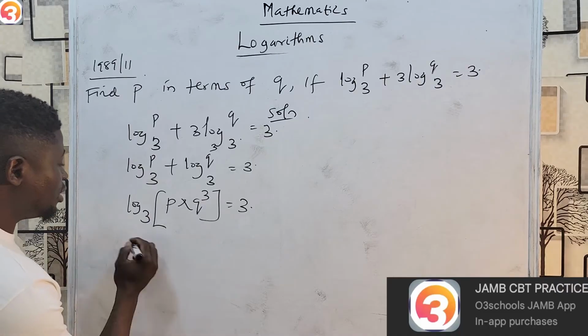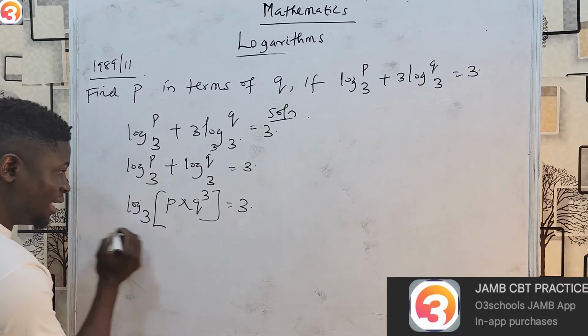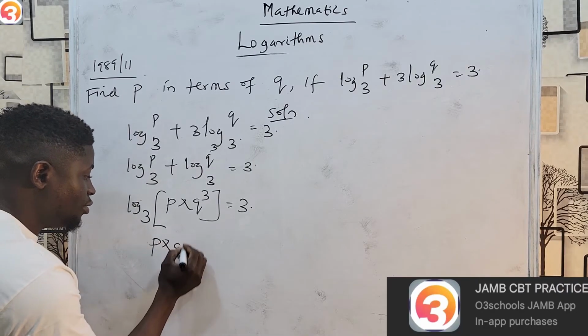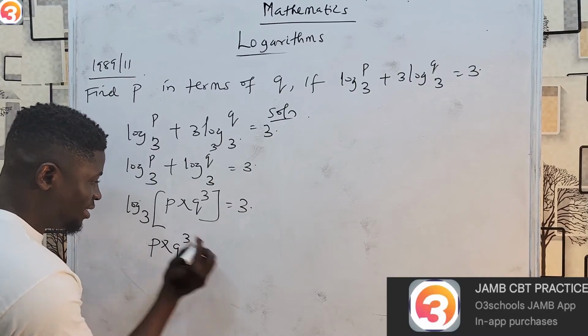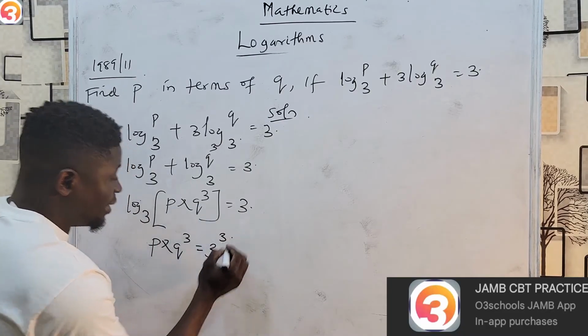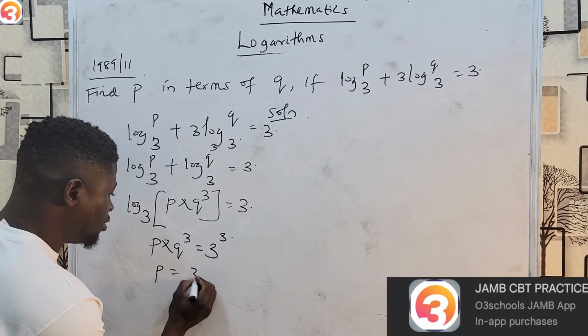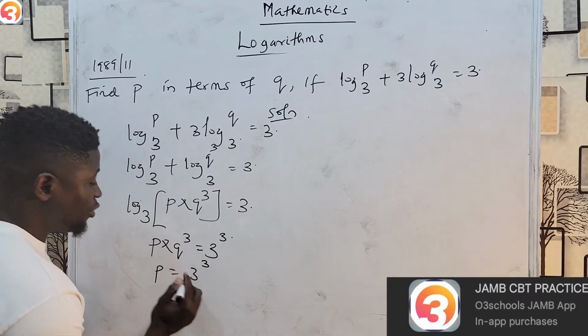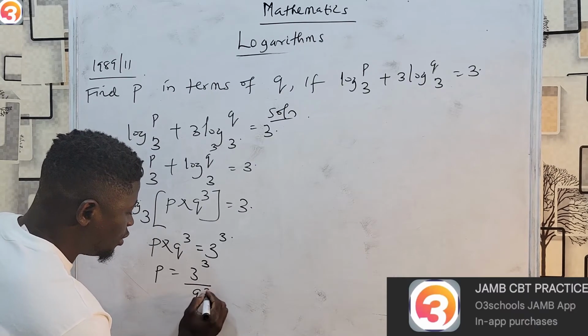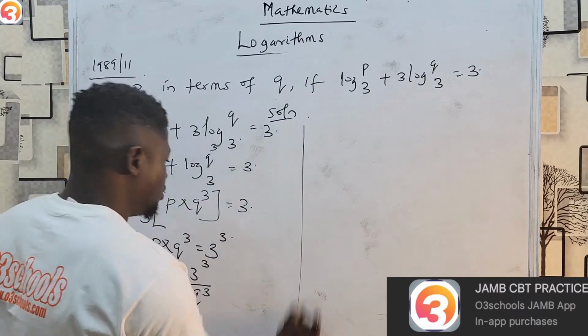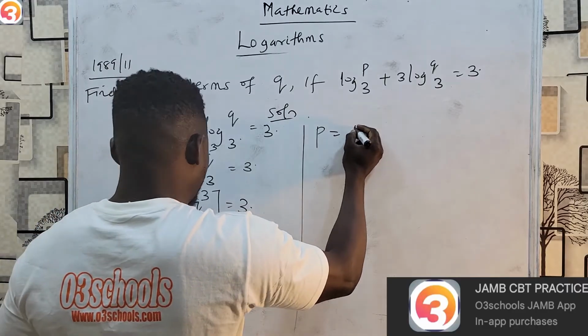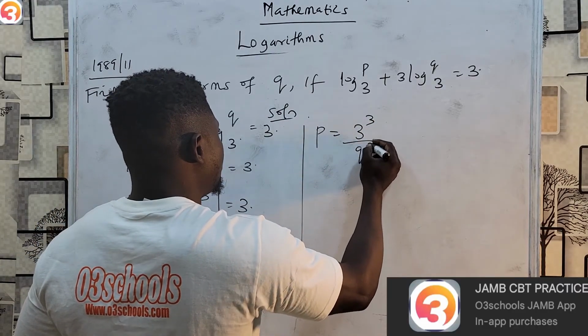Let me show you. What it means here is that if this logarithm leaves, p times q raised to power 3 is equal to 3 raised to power 3. So p is now equal to 3 raised to power 3. You divide both sides by q over 3, and you're going to have all over q over 3. So p is equal to 3 raised to power 3 all over q over 3.